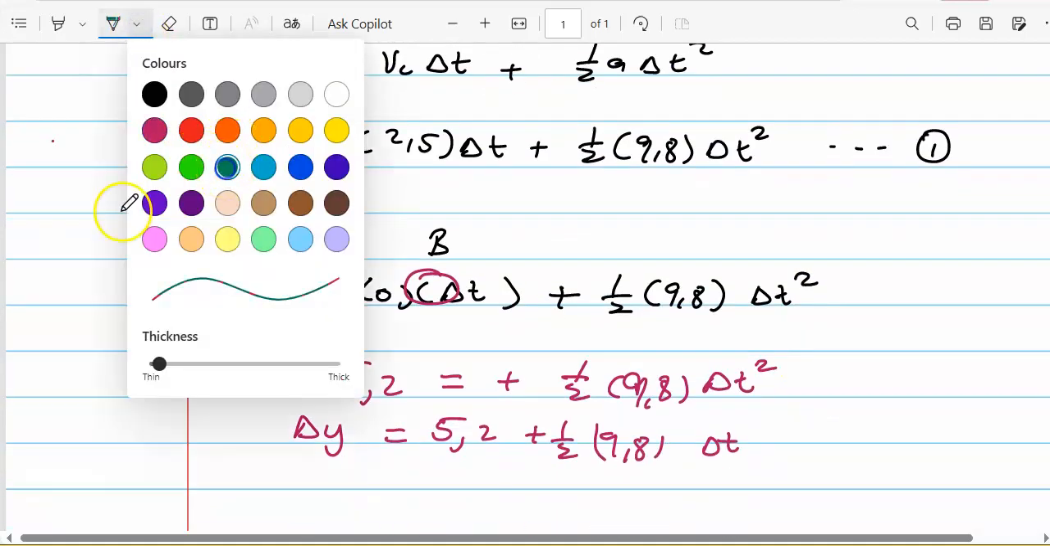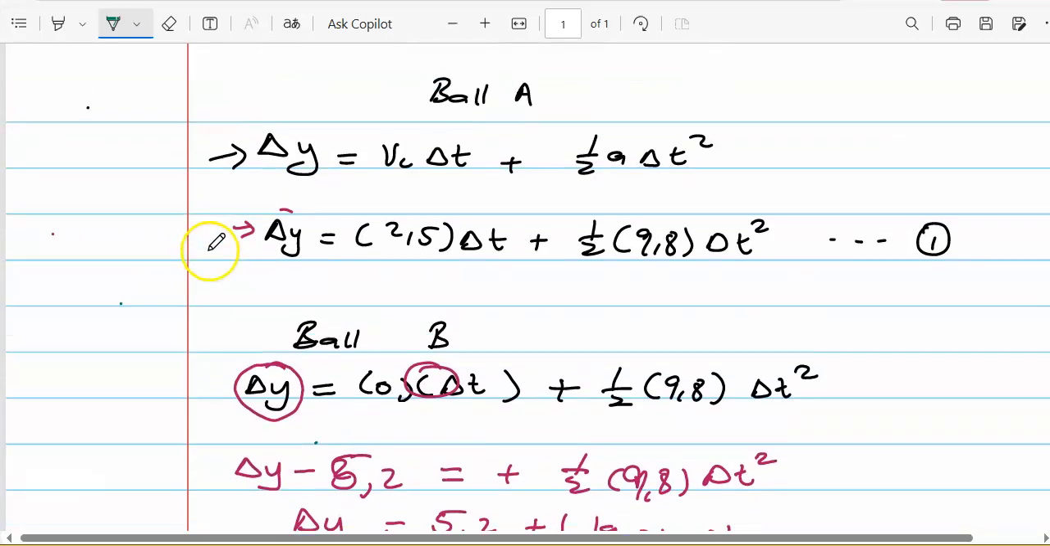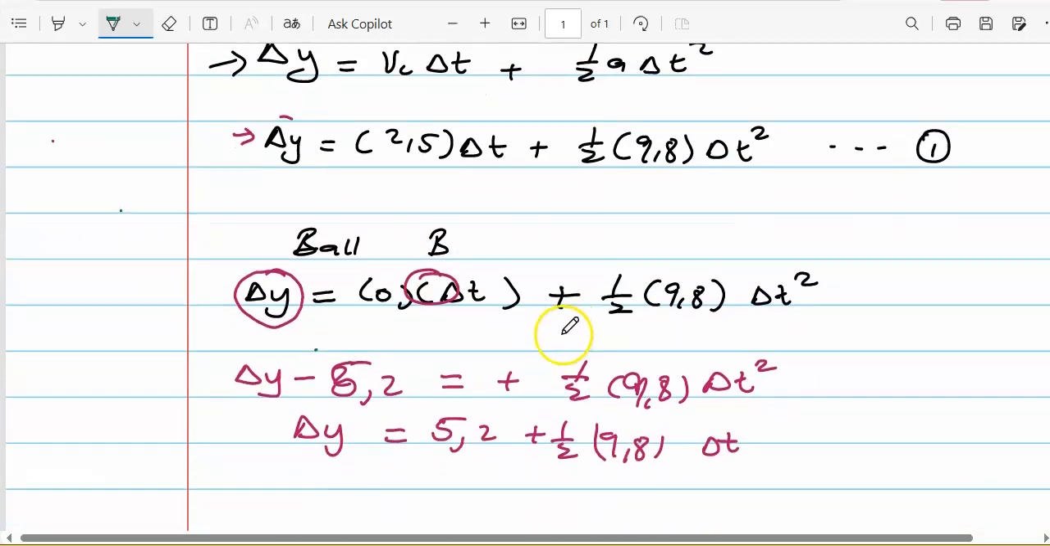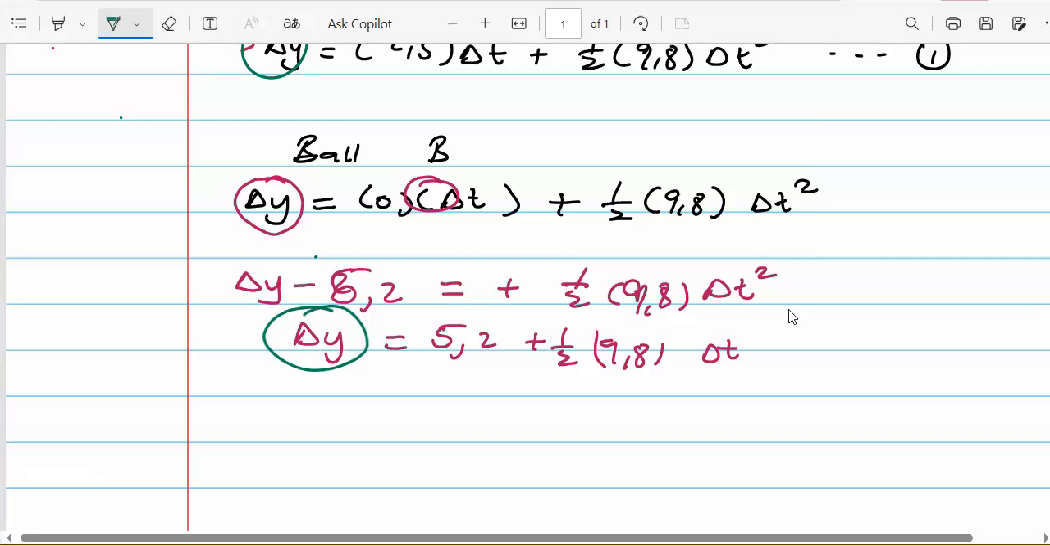So now we are positive that these two heights for ball A and for ball B, because we subtracted the 5.2, they are equal. The height of ball A now and the height of ball B are equal. So what I'm trying to say is that this and that, now they are equal because we subtracted that 5.2. We can equate these two. We can say delta y, which is the first one, is equal to delta y, which is the second one.